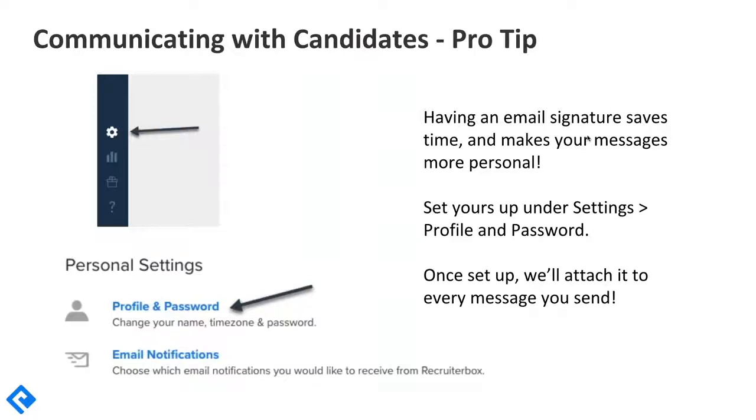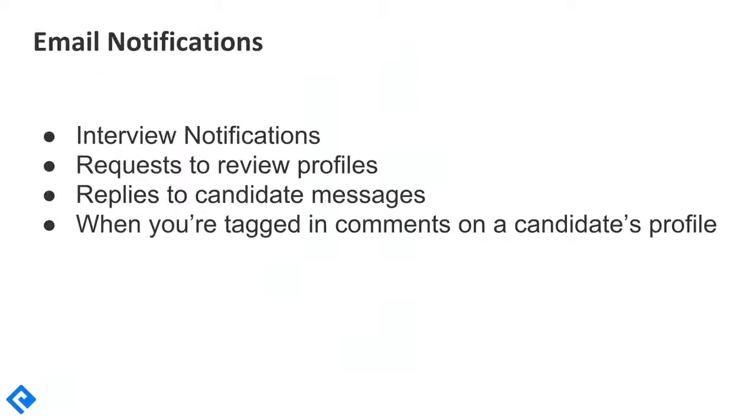Once in Settings, you're actually going to click on the very first option, Profile and Password. This is also a handy place to go if you need to change your time zone or reset your password or change the email address you log into Recruiterbox with. But it's also where you're going to set that email signature. Once your email signature is set up, it will automatically attach to every message that you send from Recruiterbox.